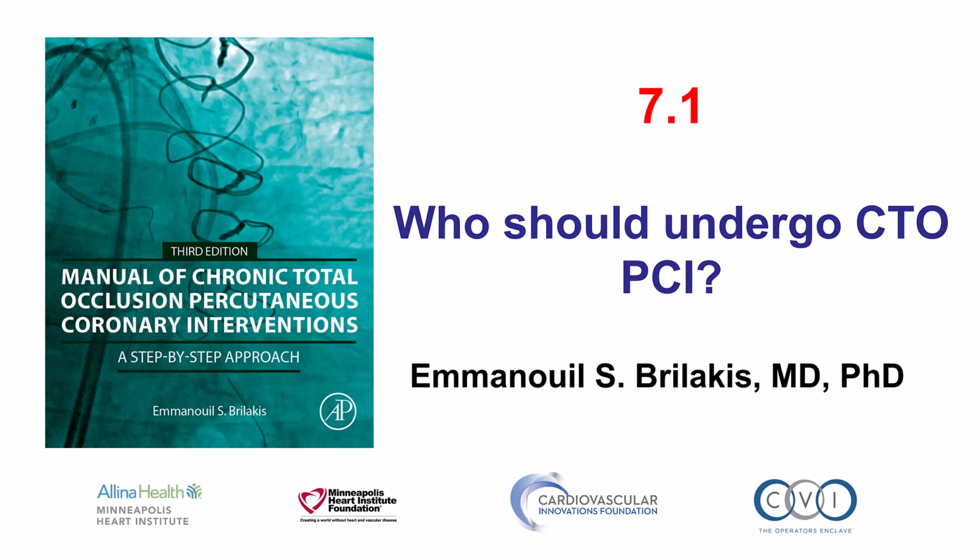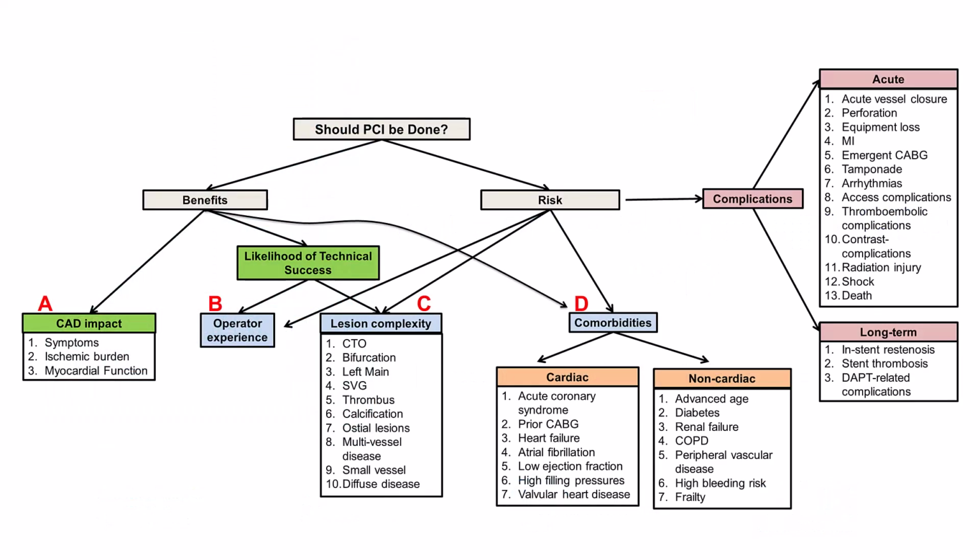This is something that is debated, and for many operators, the indications for performing CTO PCI are completely dissociated from the underlying anatomy. But for every PCI, and for that matter, for every procedure, that procedure should be performed if the potential benefits outweigh the potential risks. And how do we decide about the benefits and the risk of the procedure?